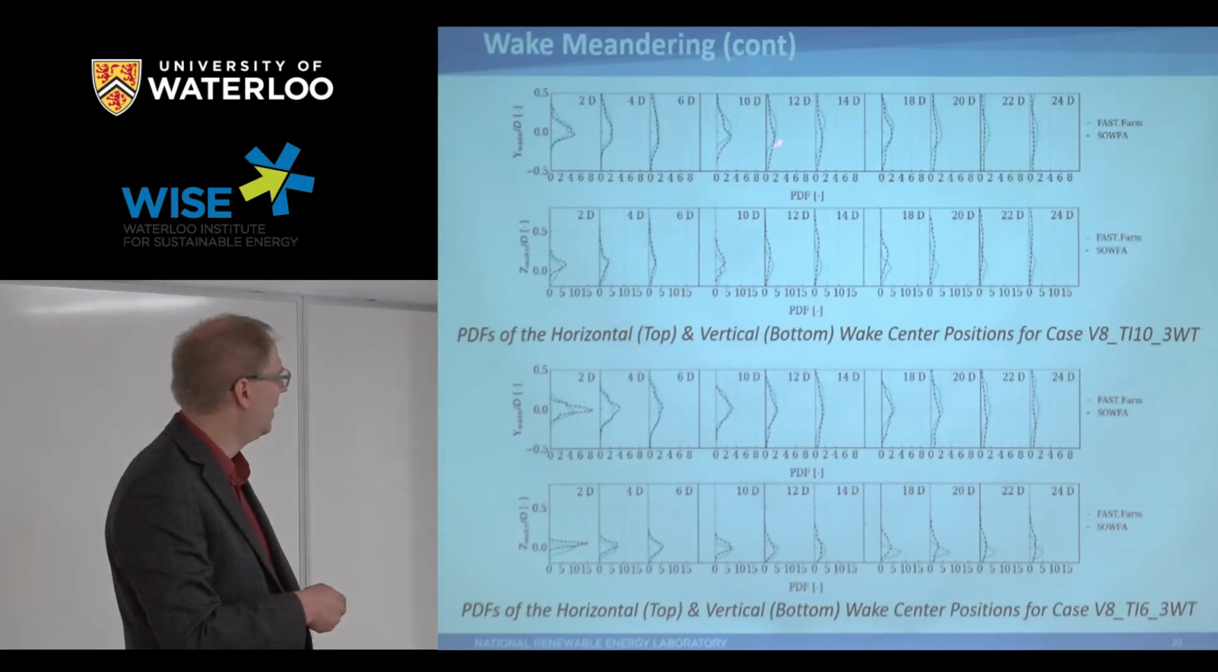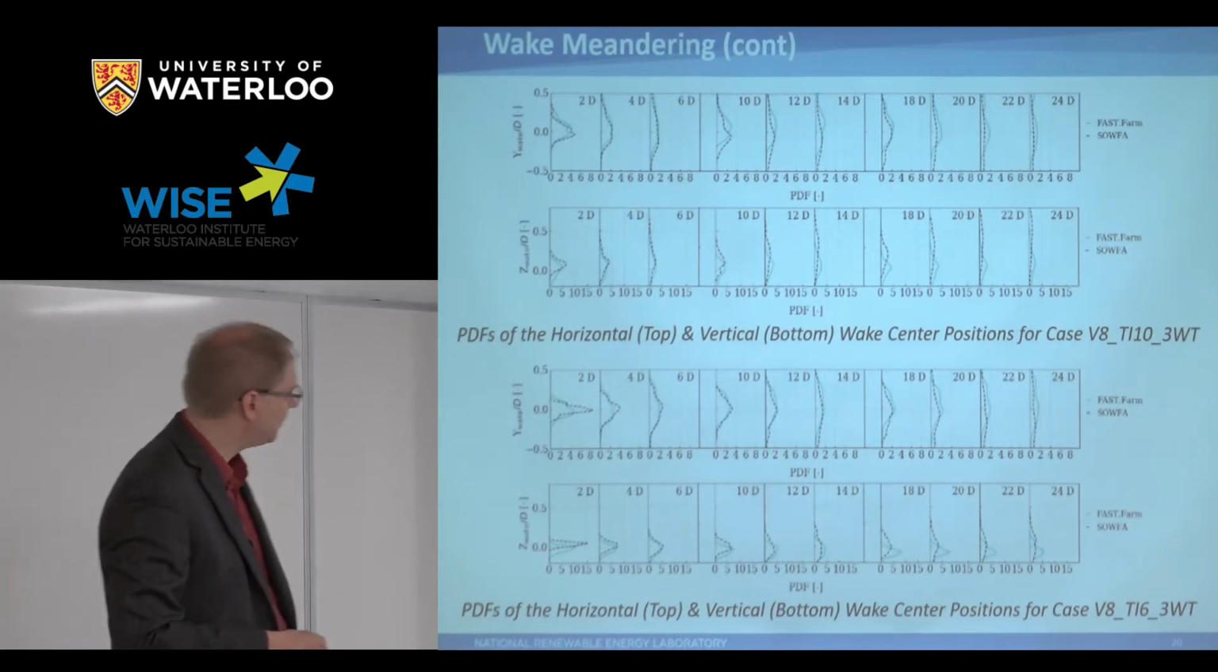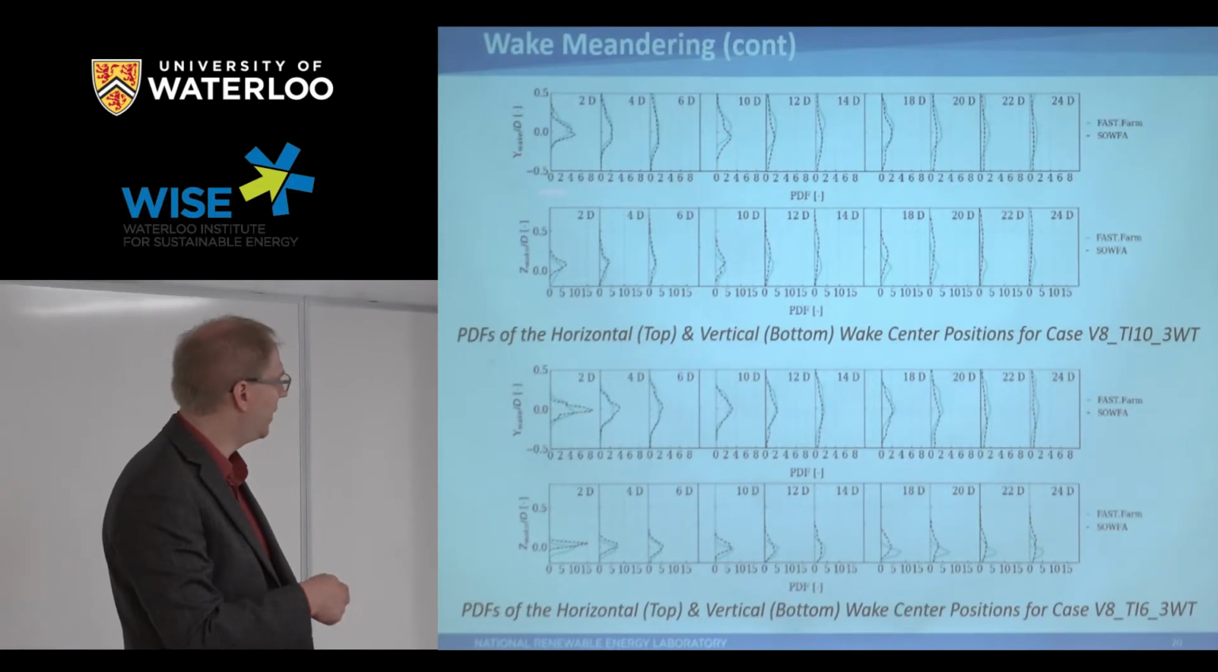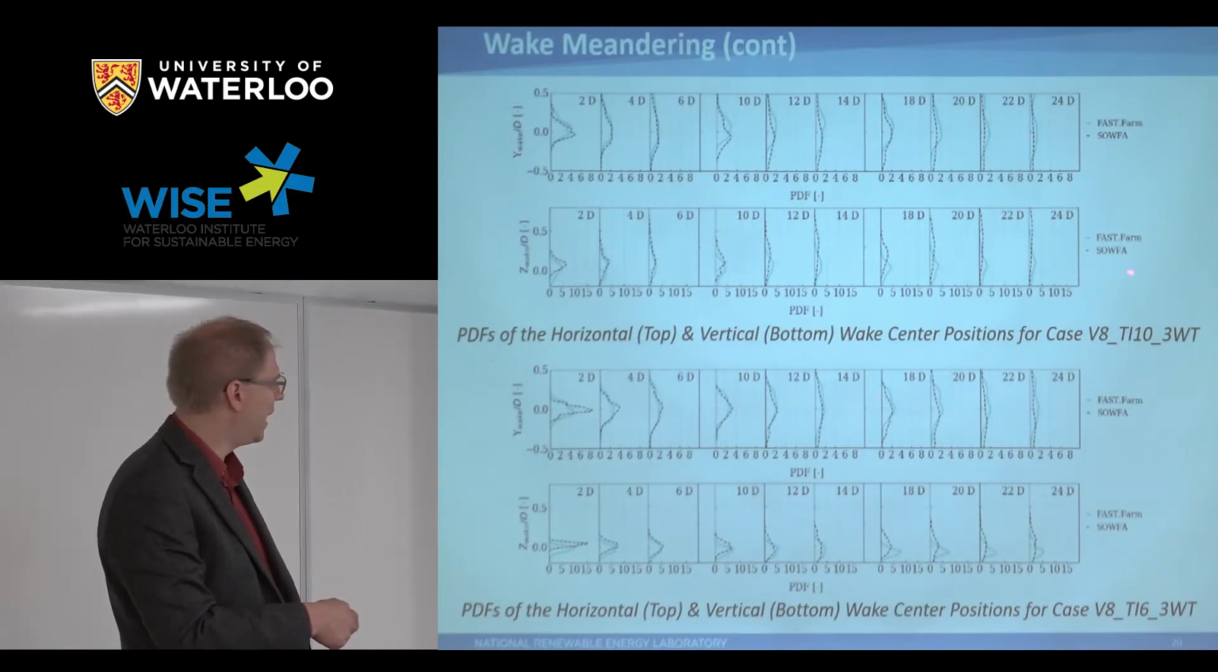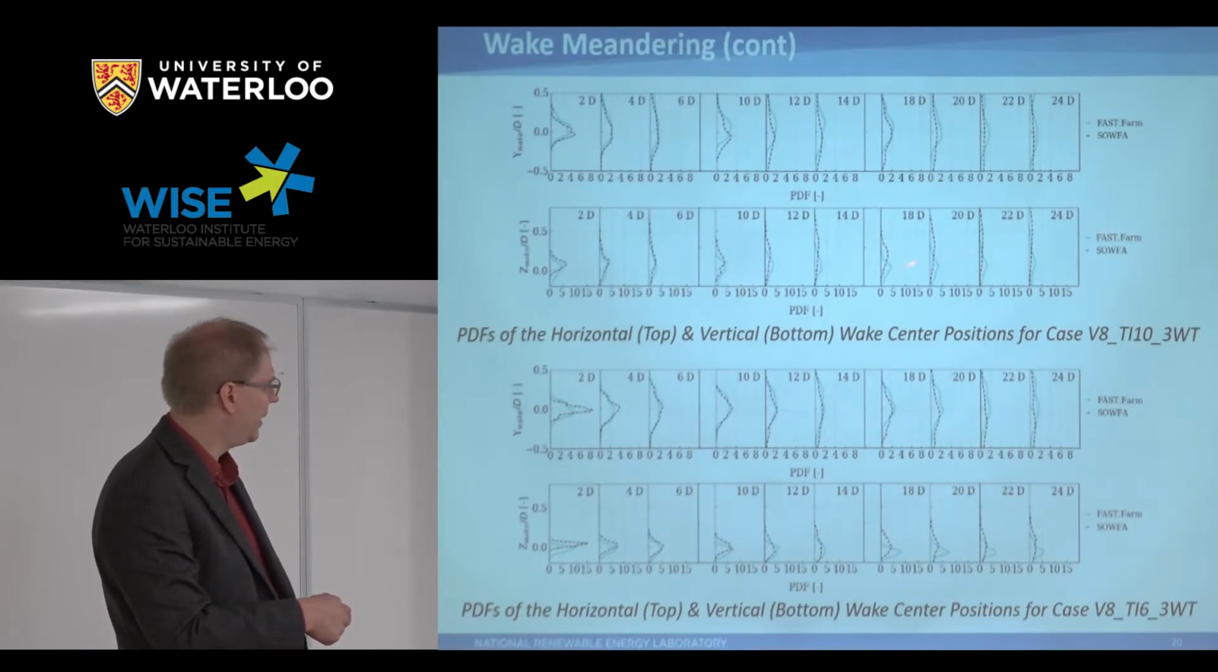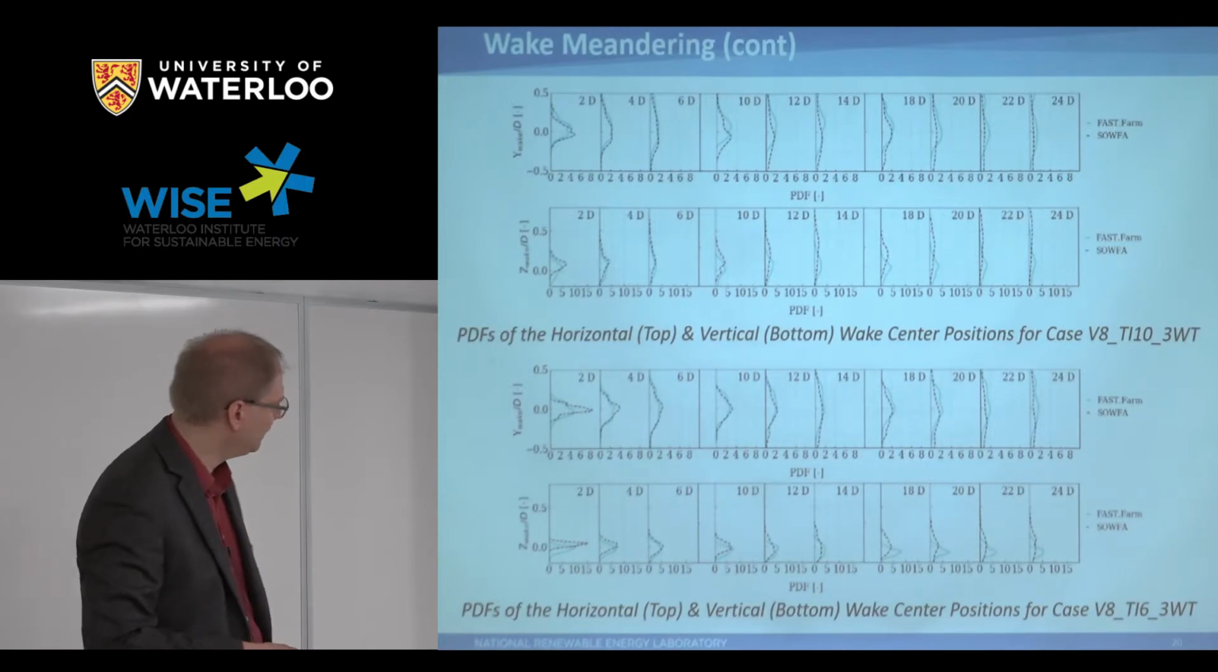So this is looking at 2D, 4D, and 6D behind that second turbine, and then 2D, 4D, 6D, and 8D behind the third turbine. So this is the horizontal meandering here, very, very good statistics. This is the vertical meandering. This is that small offset I talked about that we're not capturing in FAST.Farm.